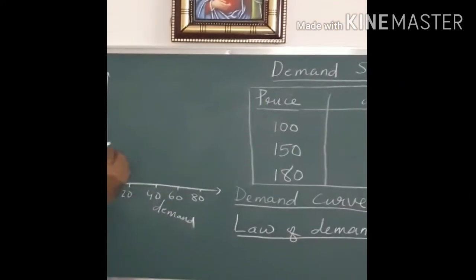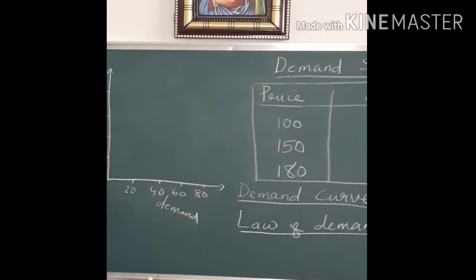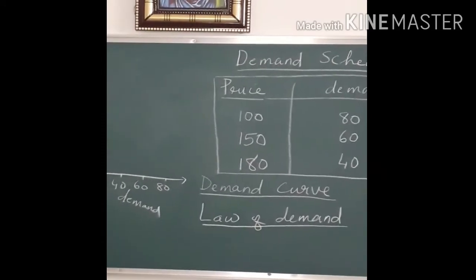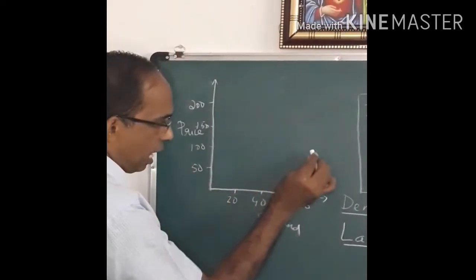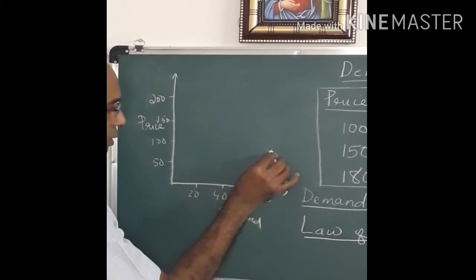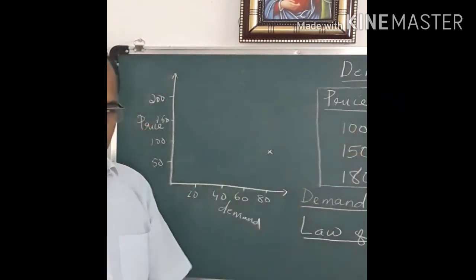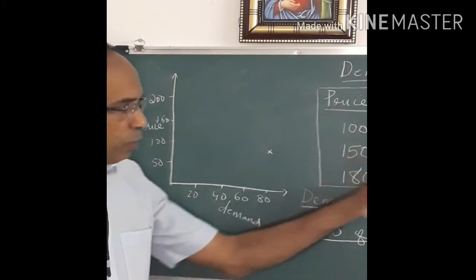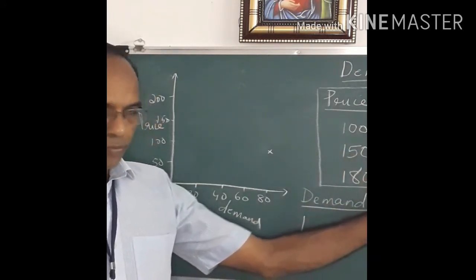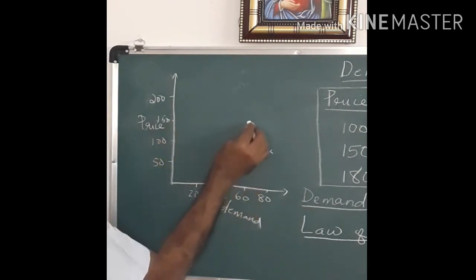Then take the first pair of price and demand. At rupees 100, demand is 80. Then draw a perpendicular line from 100 and a vertical line from 80. We get a point here. This is the first point showing demand. Then take the second pair, 150, 60. At rupees 150, demand is 60. So the point comes here.